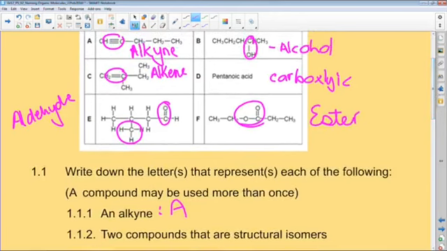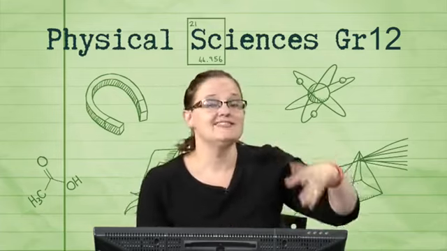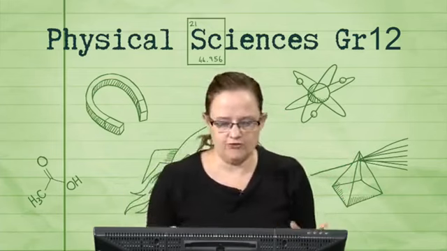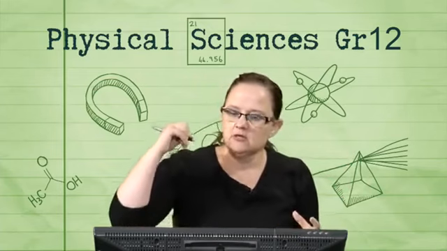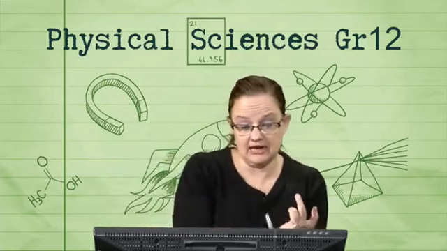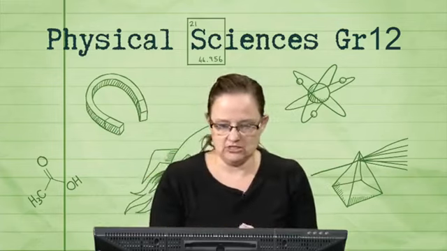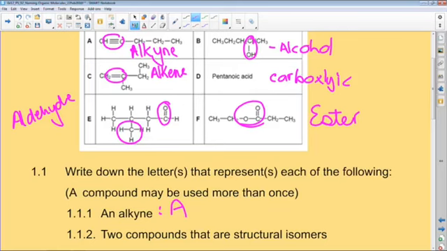Okay, two compounds that are structural isomers. Now, isomers, remember, are organic compounds that have the same molecular formula but different structural formula. That means I've got to look for a compound that has the same number of carbons, etc. Now, ketones and aldehydes are isomers of each other. Carboxylic acids and esters are isomers of each other. So that means it has to be this, all right? And I know it's the pentanoic acid and the ester that I identified, because I got one, two, three, four, five carbons in that ester. Pentanoic acid means I've got five, so that means this must be D and F.